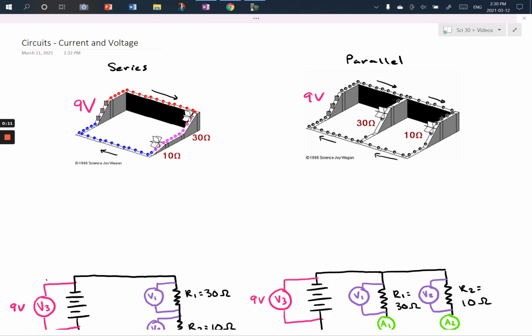So up here on the screen, I have a series circuit on the left and a parallel circuit on the right. We looked at these circuits before when we looked at the resistance video. So if you haven't watched that video, I suggest you take a look at the resistance video first.